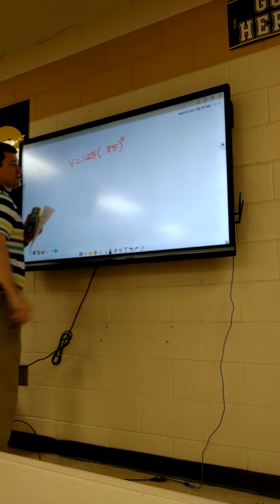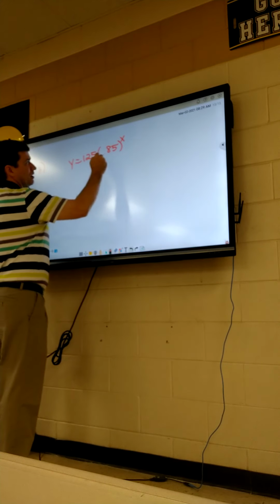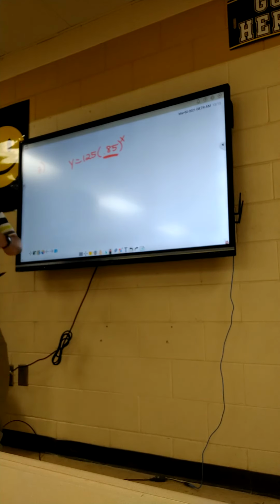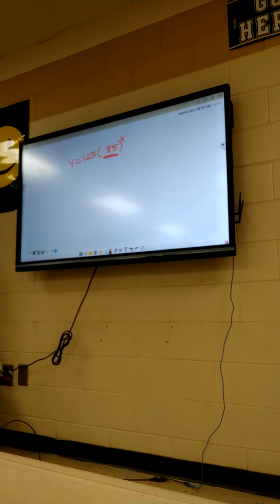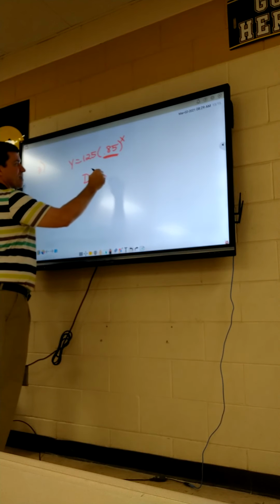All right, first they want to know, Weston, is this growth or decay? It is decay. All you have to do is look right here. What about this number right here? If it's more than $1, it's gotten bigger, it's grown. If it's less than $1, it's decayed. Because it starts at $1 right here every time, so this is decay because it has gotten smaller.